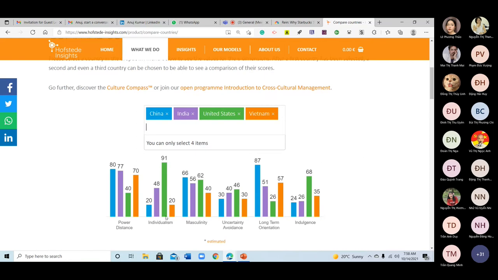When you talk about individualism, USA is leading at 91, while India, China and Vietnam are 48, 20 and 20. Again, they are collectivist countries. Now, if the score is 48 on individualism, it means the score is 52 on collectivism. And China and Vietnam are similar, 20, 20.